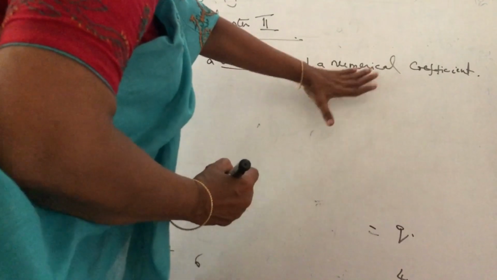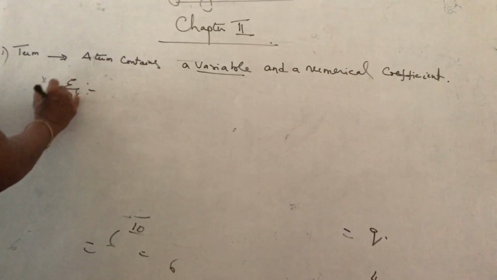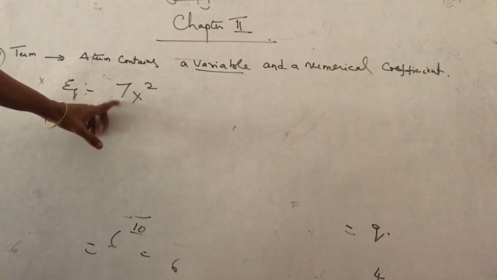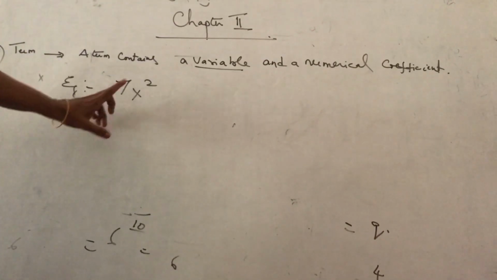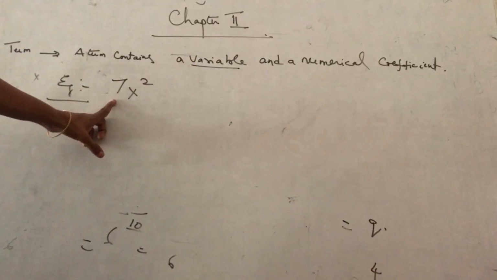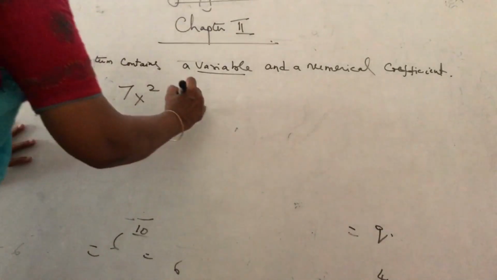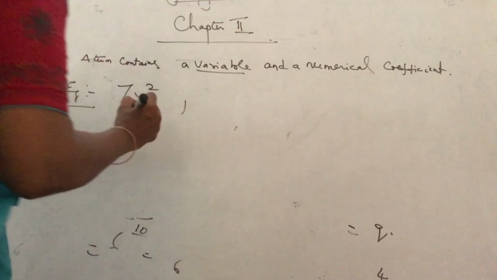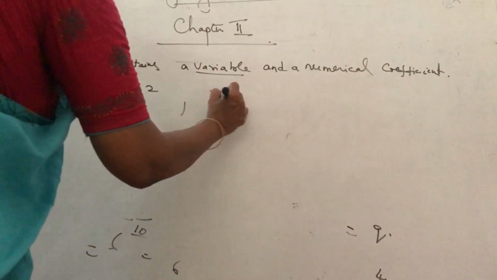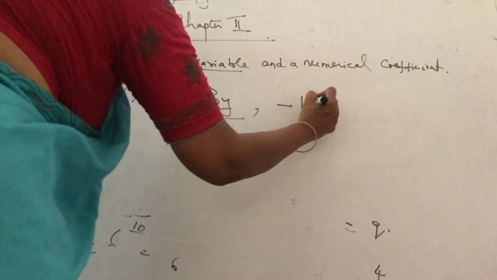7, minus 2 by 3, root 3. Example: 7x square. 7 is called the numerical coefficient. X is called the variable. Variable means the value can change. X can take the value of 1. 3y minus 12z.